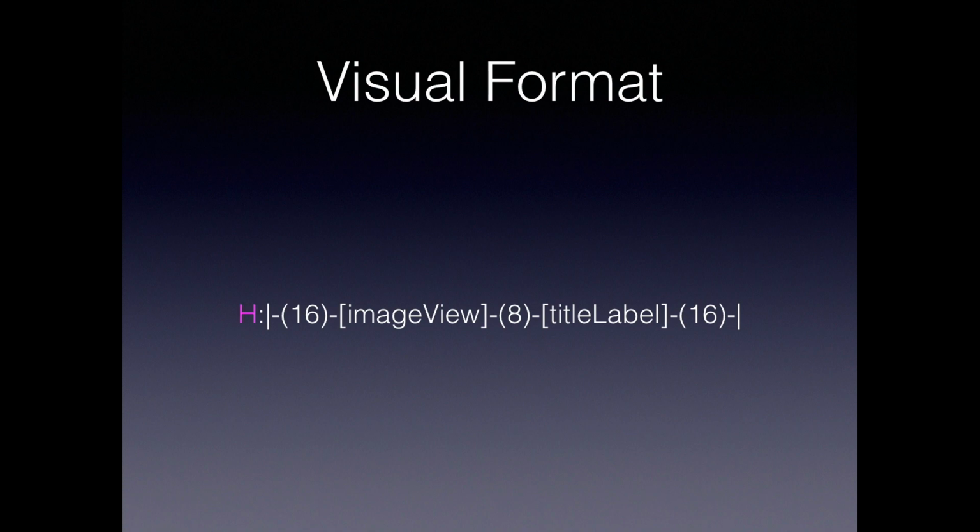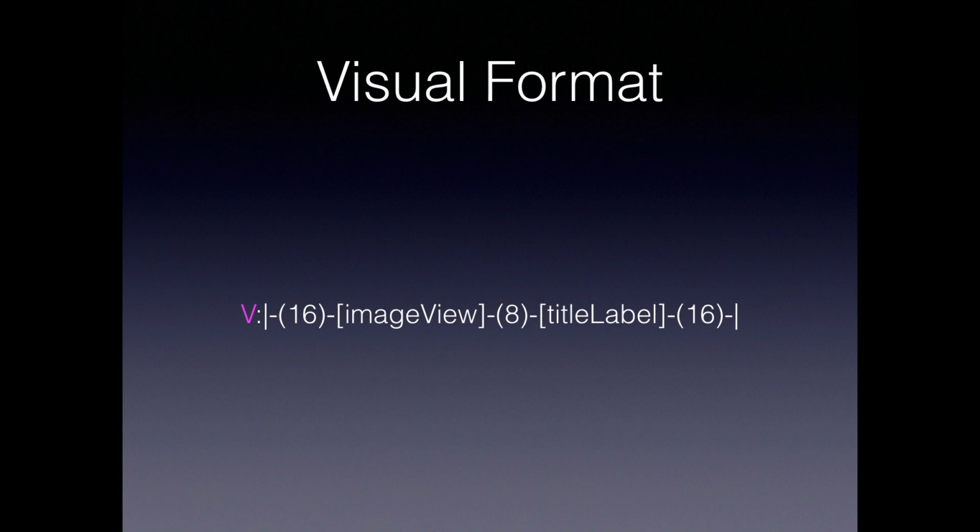So we'll talk a little bit about what this looks like. The first letter of every string is either H or V, and that's just telling the system whether this is going to be a horizontal set of constraints or vertical.